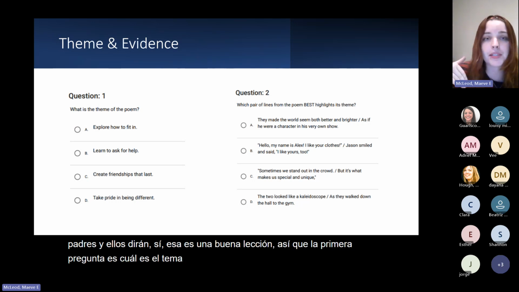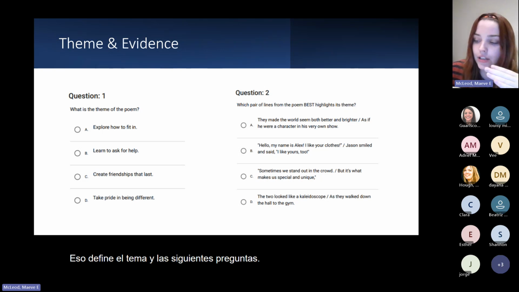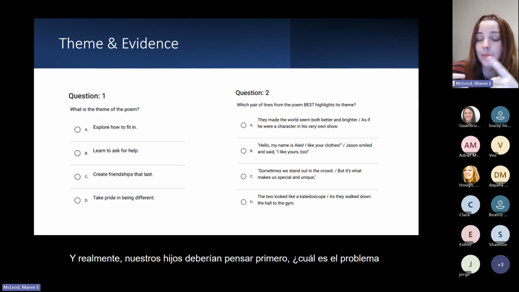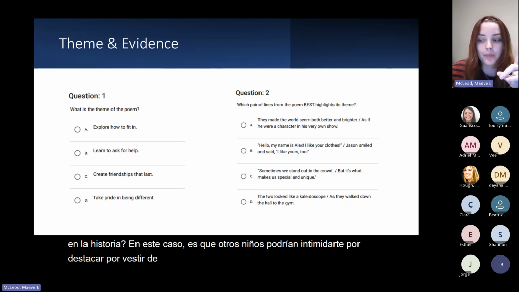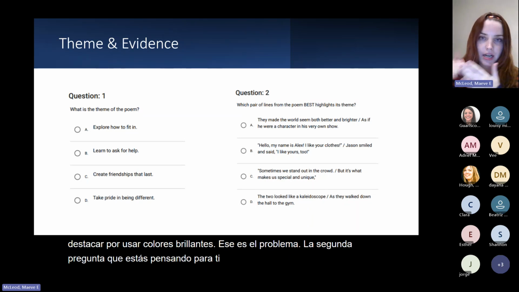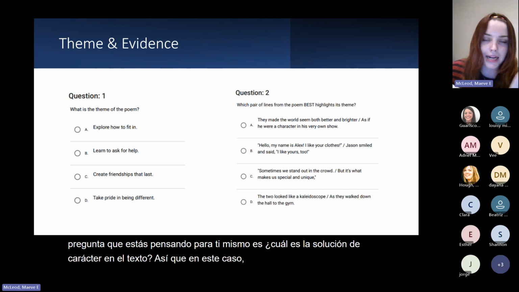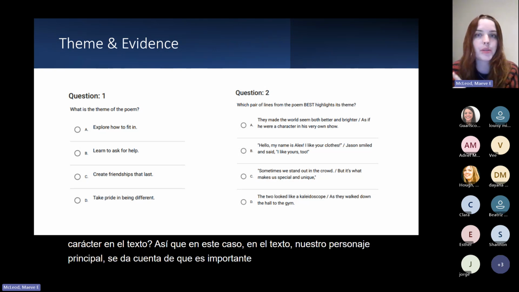And I kind of have steps as to figuring out theme. We have a poster in our room that kind of defines theme and those following questions. And really, our kids should be thinking first, what is the problem in the story? In this case, it's that other kids might bully you for standing out, for wearing bright colors. That's the problem. Second question you're thinking to yourself is, what is the character solution in the text? So in this case, our main character realizes that it's important to embrace your differences, and he finds a friend who's similar.